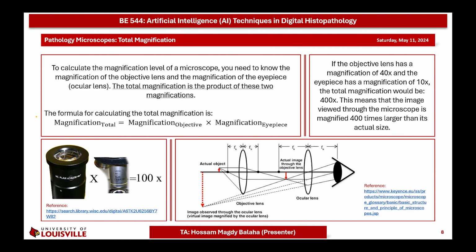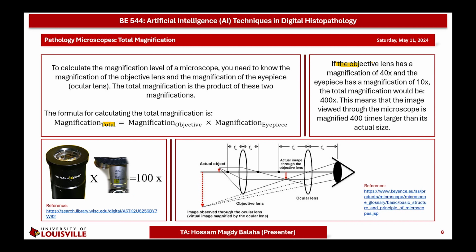To calculate the magnification of a microscope, you need to know the magnification of the objective lens and the magnification of the eyepiece or the ocular lens. The total magnification is the product of these two numbers. So the total will be the magnification of the objective lens multiplied by the magnification of the eyepiece. As you see in the left figure, this objective lens is 10x and this ocular lens is 10x. So the total magnification will be 10 multiplied by 10, which is 100.